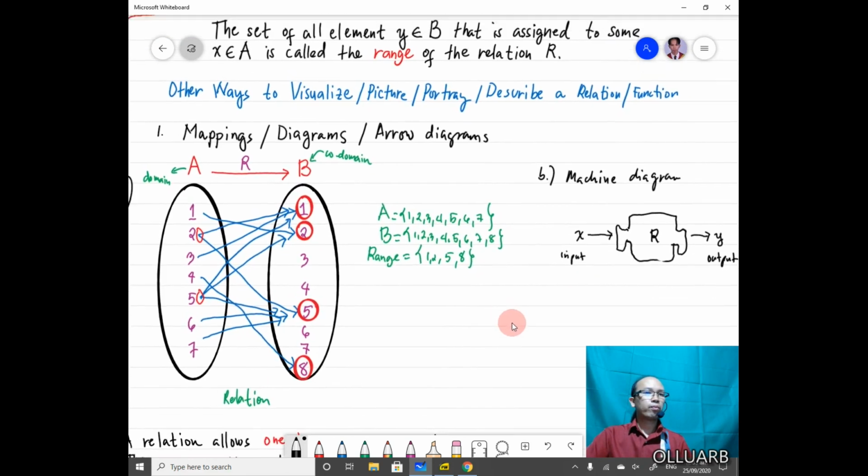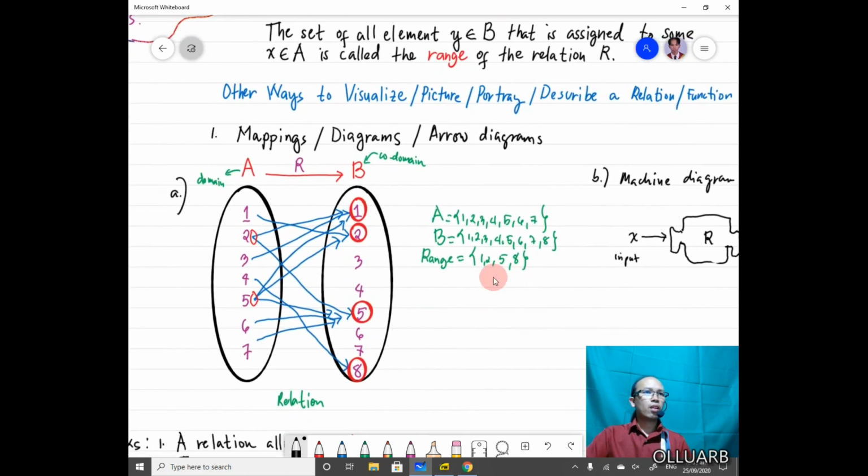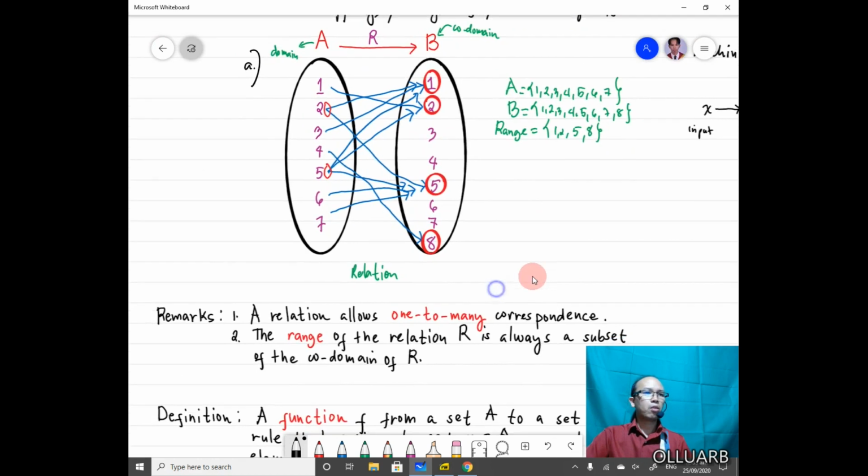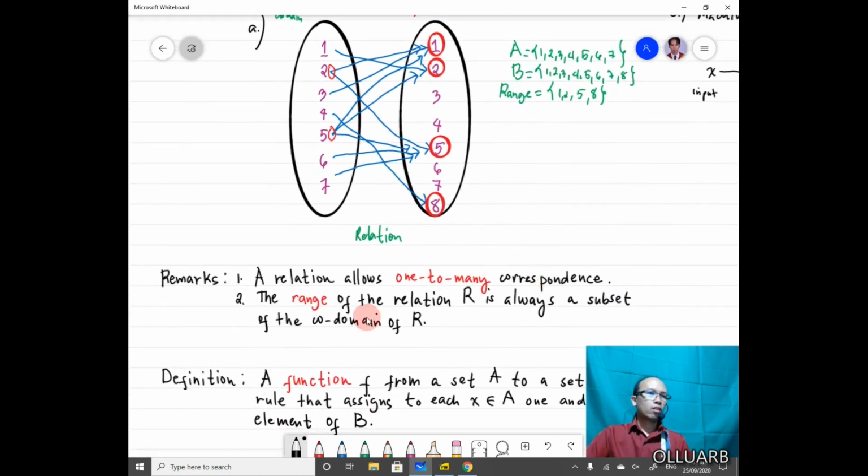As I've said before, we have a remark here. A relation allows one-to-many correspondence. There is an object here that allows one-to-many, so that's what we call a relation. And also the range of the relation is always a subset of the codomain of R. So please remember that.